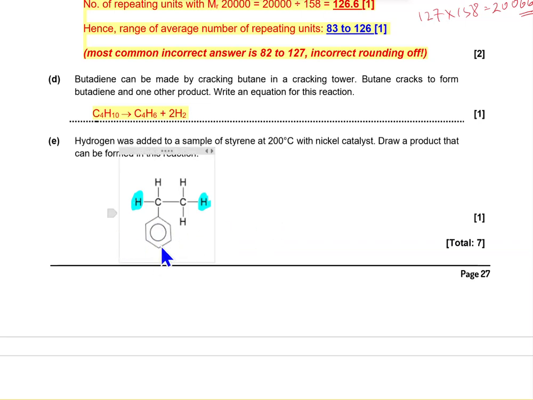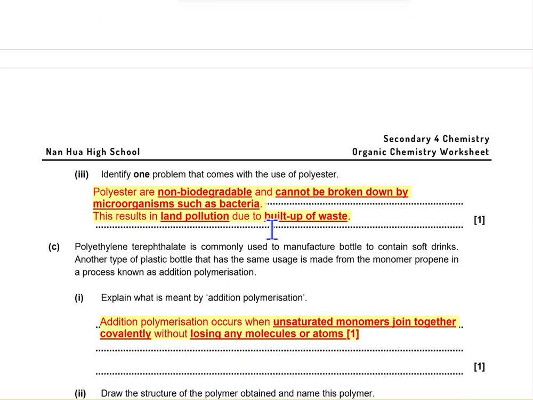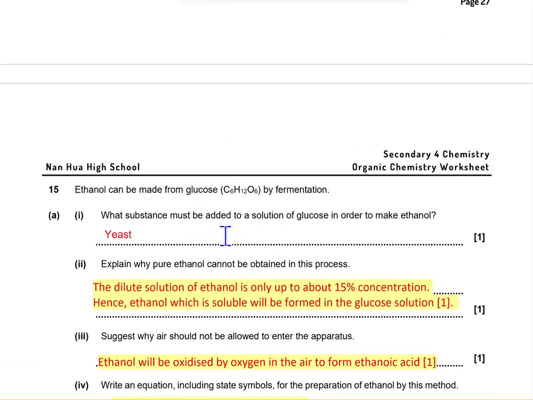You don't only learn more details in A level, but just draw exactly what they give to you. All right, I think we come to the end soon. So next question number 15. Ethanol can be made from glucose by fermentation, and of course you require what? Yeast. It will give you the enzyme to ferment glucose.